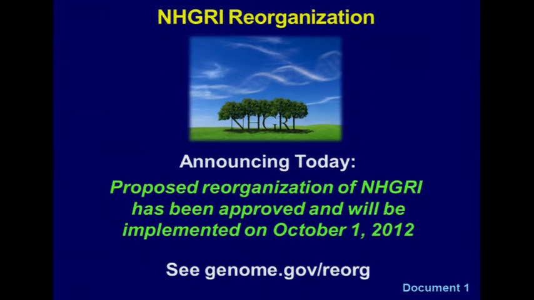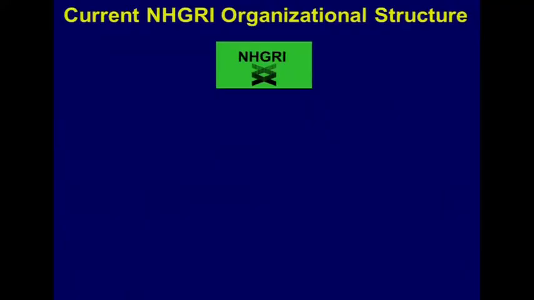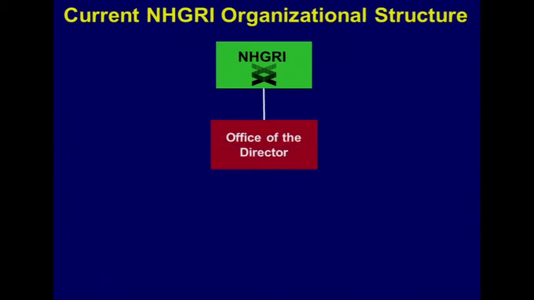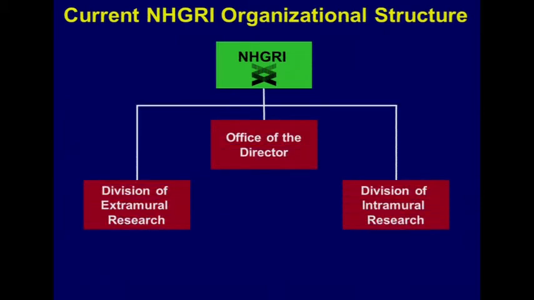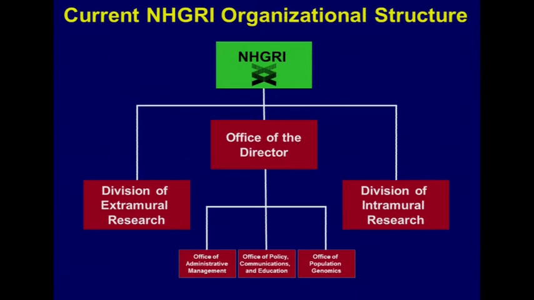Because of its importance to NHGRI, I thought I would spend the first part of my director's report reviewing the key details about the NHGRI reorganization. At the present time, and really for the past roughly 19 years, NHGRI has had a relatively simple structure consisting of an Office of the Director, a Division of Extramural Research, and a Division of Intramural Research. Within the current Office of the Director were three smaller offices, the Office of Administrative Management, the Office of Policy Communications and Education, and the Office of Population Genomics.